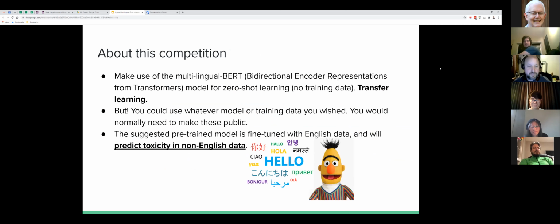So in this competition, you were encouraged to use a model called Multilingual BERT. And again, BERT stands for Bi-directional Encoder Representations from Transformers, for zero-shot learning. Okay, so there's a few things here. BERT was a deep learning model that was made by Google back in 2018.